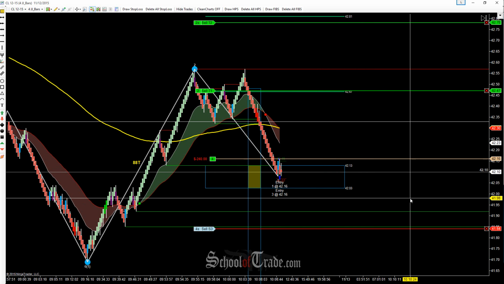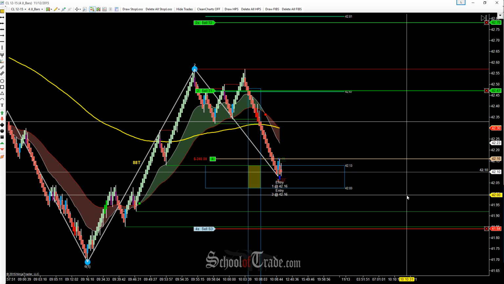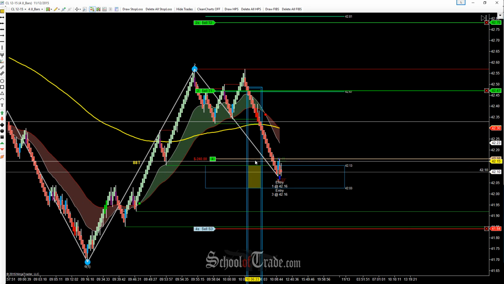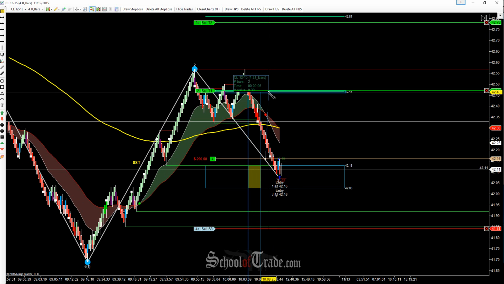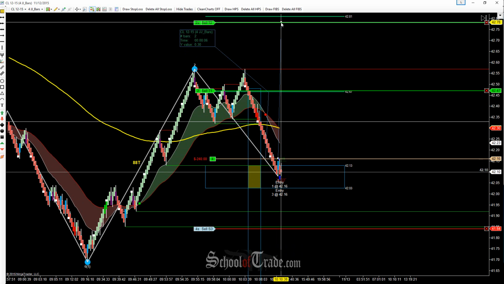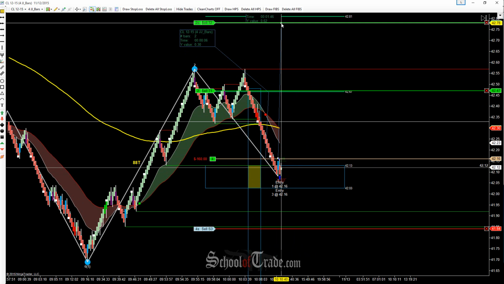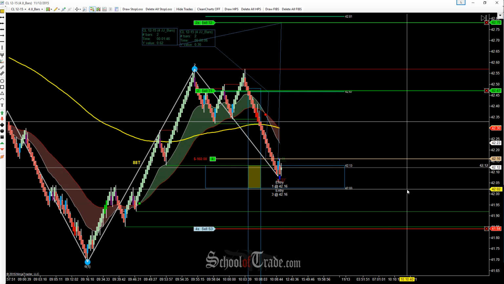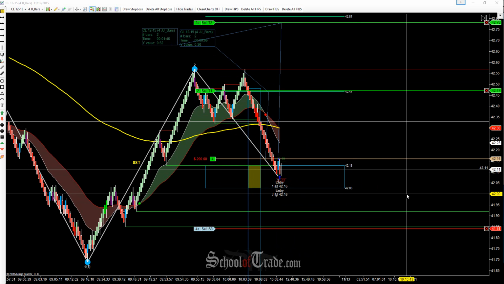So our entry 42.16, looking for 42.47 as our first target. Now, from our first target, we already measured that up. That's 30 ticks. And then the second target, if we can get that big push up that we're looking for here off at 42.78, we're looking at a 62 tick final portion here on this wave pattern up.